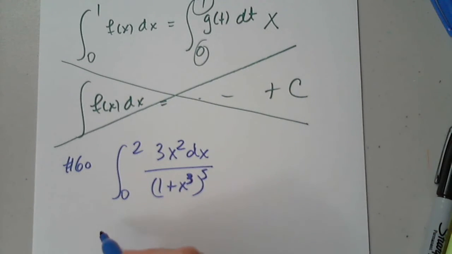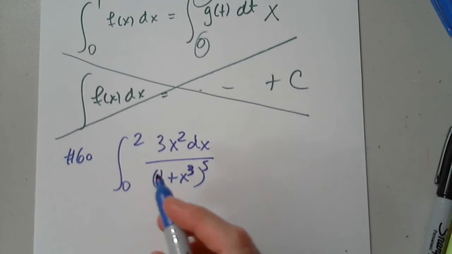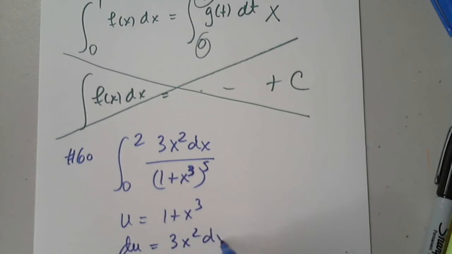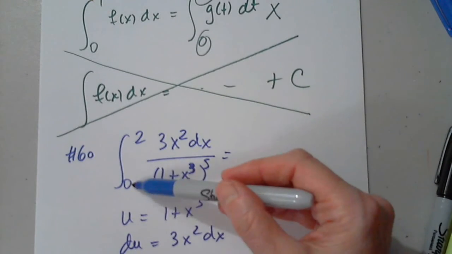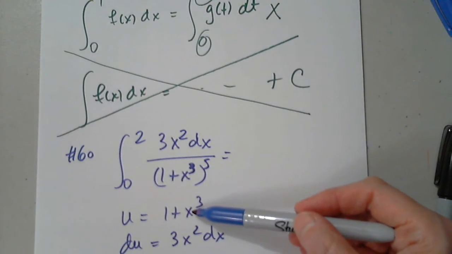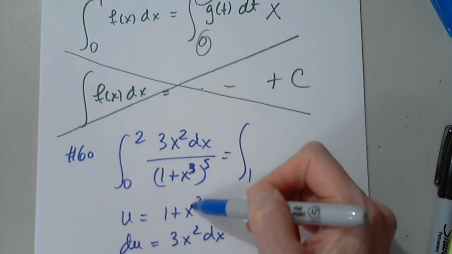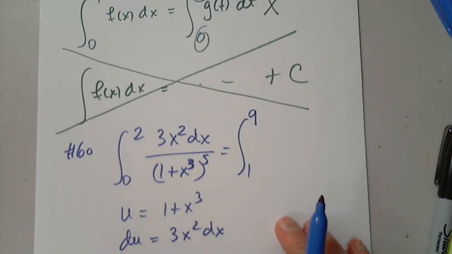As we know, I think we solved this problem together. I'm going to let u be 1 plus x cubed. I have to determine du as 3x squared dx. And then I have to change the limits of integration. When x is 0, u is 1. When x is 2, u is 9.